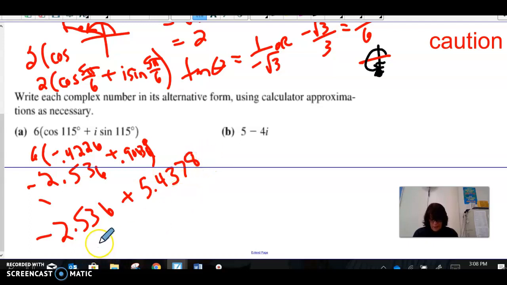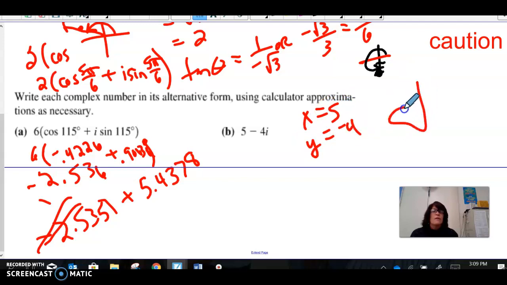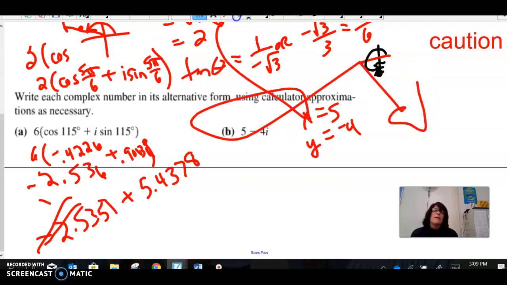5.4378. I was supposed to go to 4 decimal places, so I should again have negative 2.5357. I said 4 decimal places. I don't know why I stopped at 3. Okay, I'm sorry, I'm having trouble writing. Okay, negative 2.5357 plus 5.4378i. I know that x is negative 2.5357 and y is 5.4378. I don't know what's happening to my pen. This Wacom tablet is, I'm going to whack it.